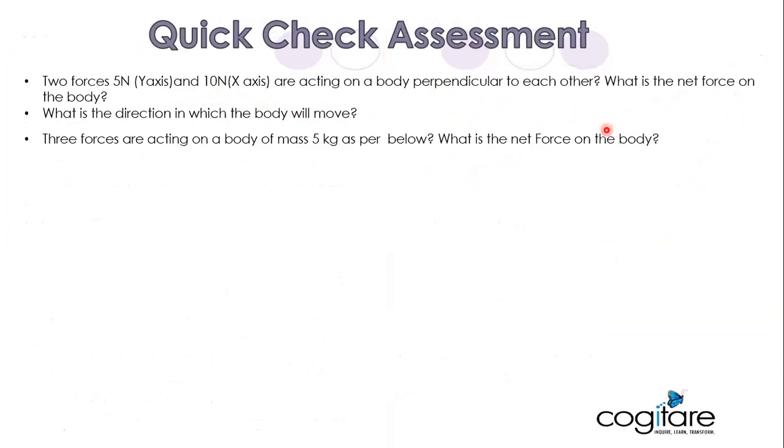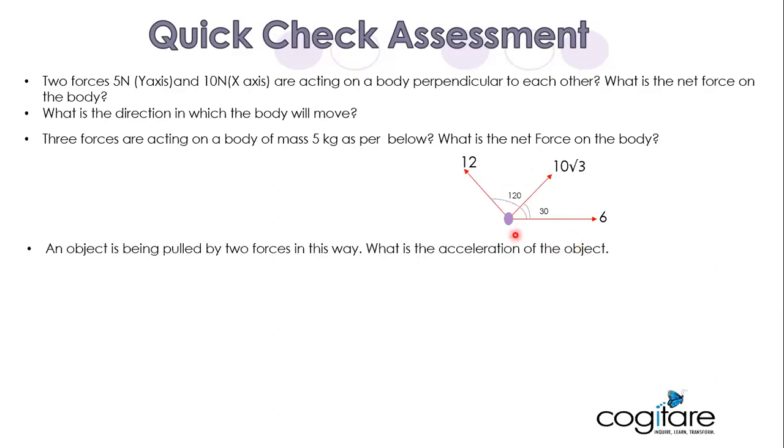And there are 3 forces which are acting on a body of mass 5 kg, and you're supposed to find out the net force on that body. The magnitudes of the forces are specified here along with the angles. And the third question is that a body is being pulled by 2 forces in this way. One force is along x-axis, 4 Newton, another force is 3 Newton with an angle of 60 degrees. The mass of the body is 5 kg. We need to find out the acceleration of the body.